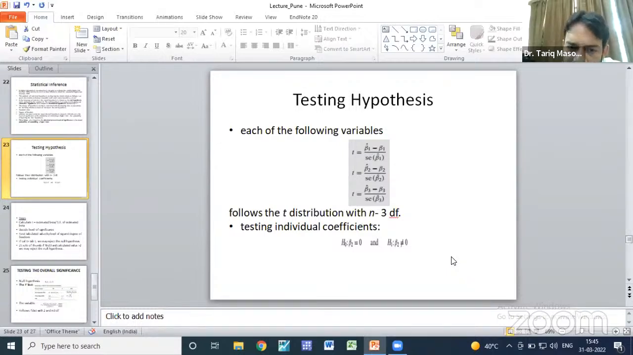First is individual significance. So for testing individual significance, null hypothesis is obviously beta 2 is equal to 0. That beta 2 does not matter. It has no effect. X has no effect on Y. Okay, beta 2 is equal to 0. And alternate hypothesis is two-sided, and it is beta 2 does not equal to 0. Okay, the meaning is that X has no effect on Y.